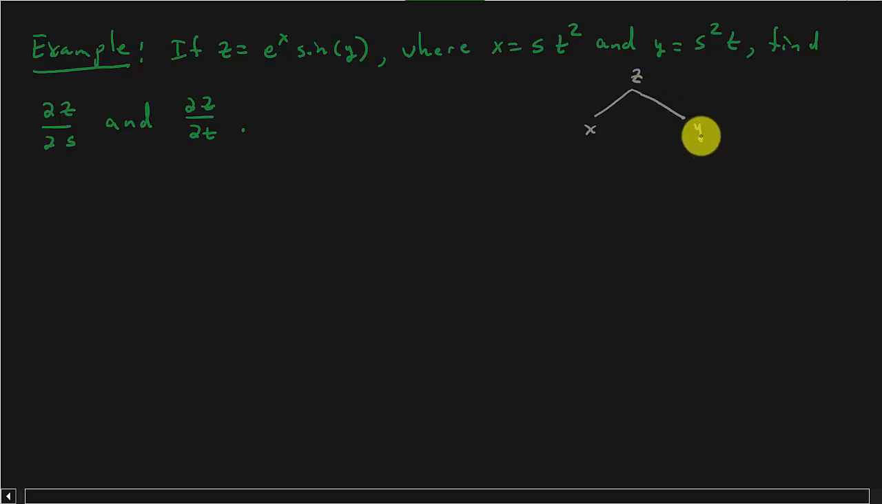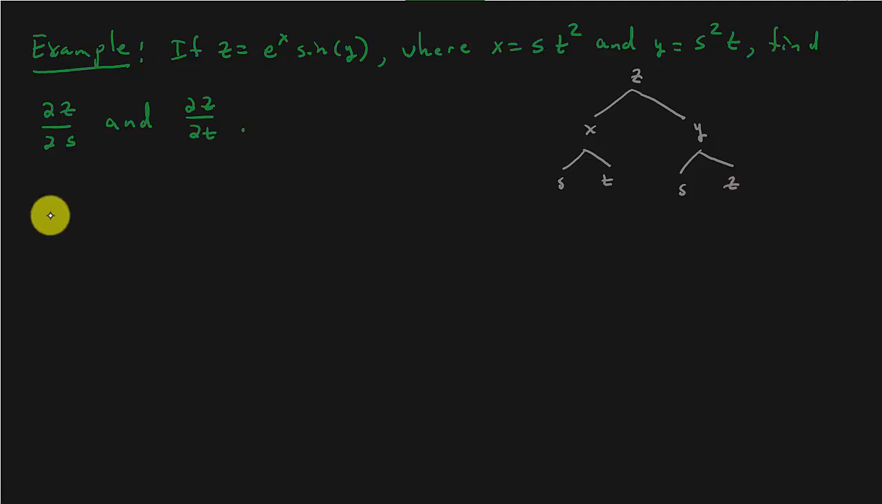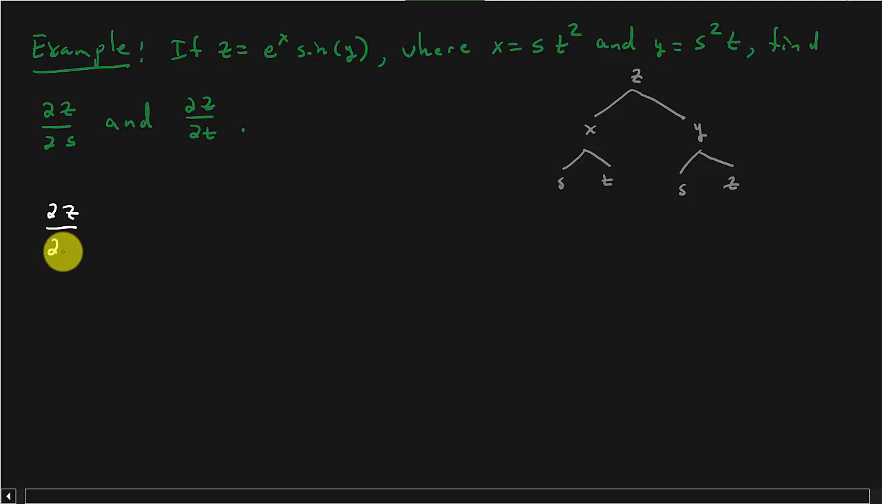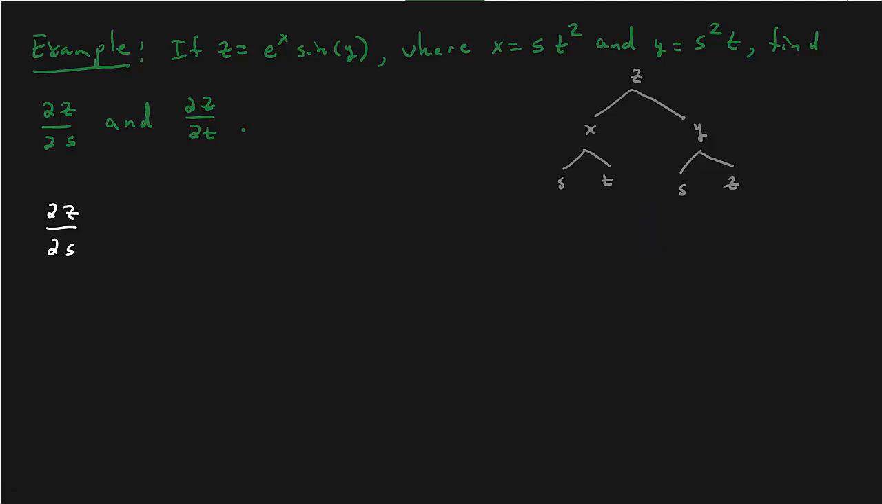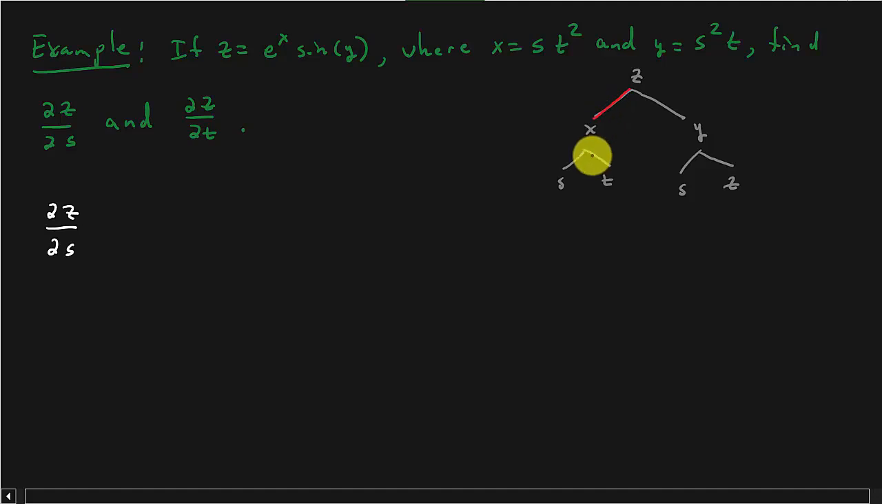We've got x, y, and then we've got the s and the t, and the s and the t. So we want to find the partial of z with respect to s. We've got to get down to the s here. To do that, we go from z to x and x to s, and we go from z to y and y to s.